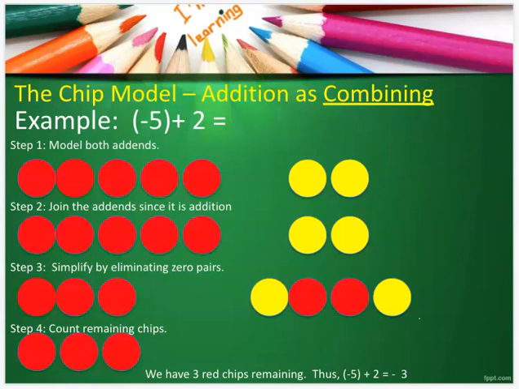This is helpful for students because they start picturing the chips in their head and they move away from this concrete model, and they can say, oh, I have more red chips than yellow chips, so I know my answer is negative.